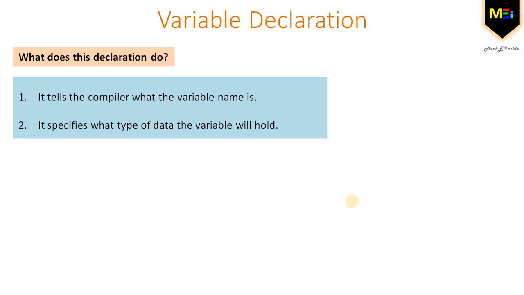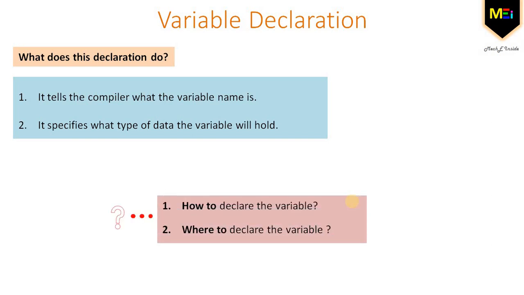But what is important is, what does this do? The first thing it does is tell the compiler what the variable name is. Second, it specifies what type of data the variable will hold. Now, of course, we have some questions: how to declare the variable, and where to declare the variable. Let's start with how to declare.